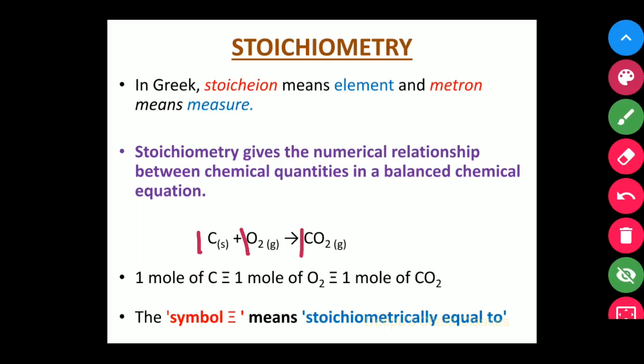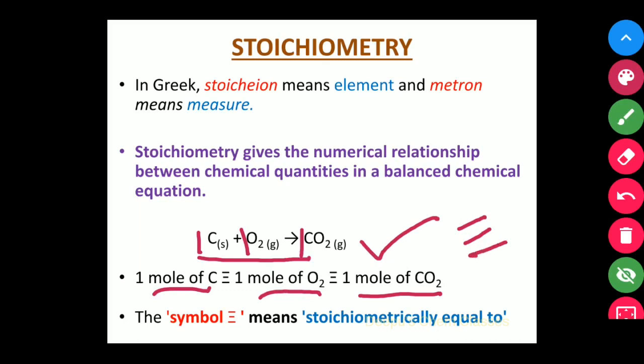In order to calculate the amount of a chemical quantity, we use a term called mole. So we consider it as 1 mole of carbon, 1 mole of oxygen and 1 mole of carbon dioxide. Remember, all ratios are the same. Because it is a balanced chemical equation and all lie in balanced proportions, we just equate them. 1 mole of carbon is equal to 1 mole of O2 is equal to 1 mole of CO2. We usually denote a double line for the equal to symbol, but since it is a stoichiometric balanced equation, we denote the triple-lined symbol, which means stoichiometrically equal to.